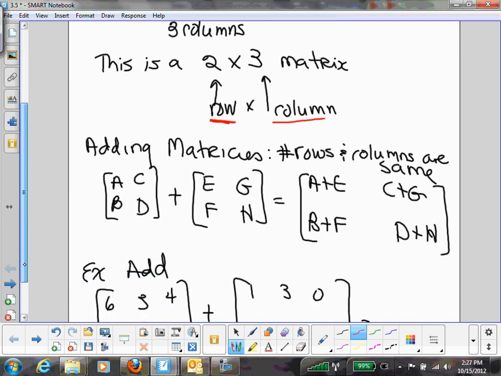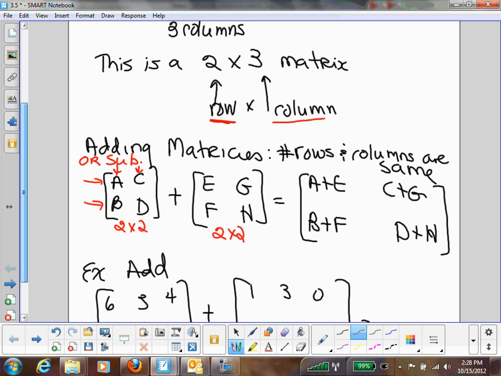When you are adding or subtracting matrices, the rows and the columns have to have the same amount. You've got to have the same dimensions, the same number of rows and number of columns, in each of your matrices. Okay? So if I have, this is a 2 by 2, and this is a 2 by 2. I have 2 rows and 2 columns in each of my matrices.